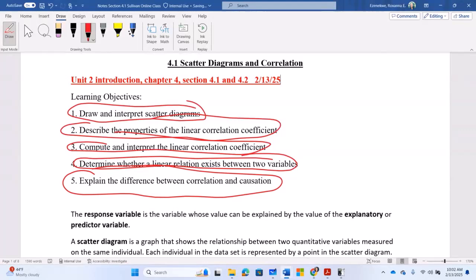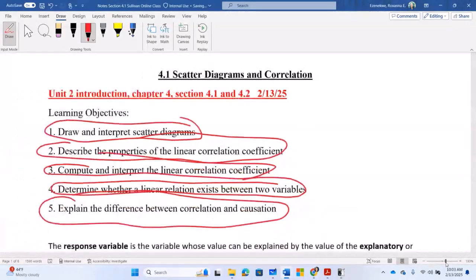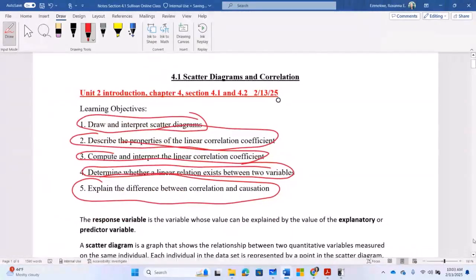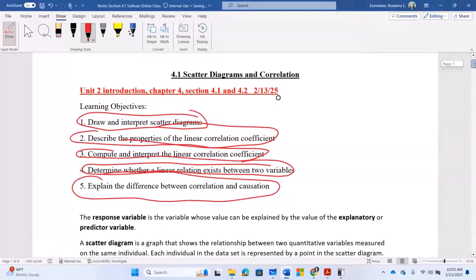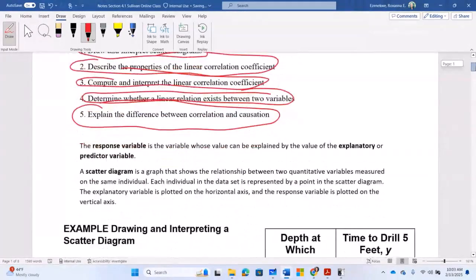And we shall be able to explain the difference between correlation and causation. All right, so I advise you to read the notes. Make sure you read these notes or PowerPoint, whichever one you like to read. Okay, so what do we call the response variable?